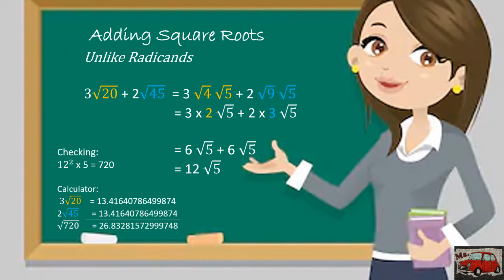To check that, reverse the process. So square the 12. 12 squared times the 5 equals 720. Okay? And to check that using the calculator, just get first the square root of 20, then multiply it by the square of 3, which is 9. And what should come out is 13.41. Next, get the square root of 45, then multiply it by the square of 2, which is 4. Then the answer should be 13.41. Okay? Now, get the square root of 720. The answer should be 26.83. When you add 3 square root of 20 and 2 square root of 45, the answer should be 26.83 and so on.